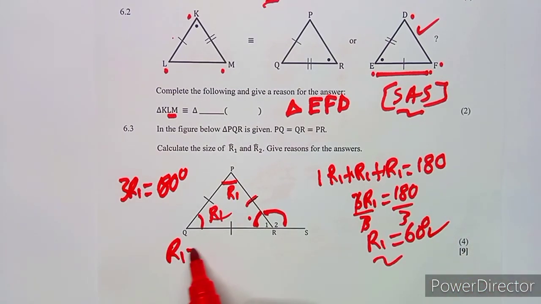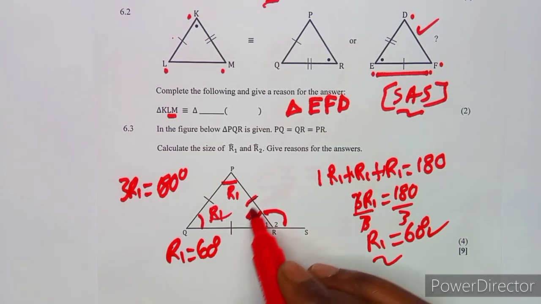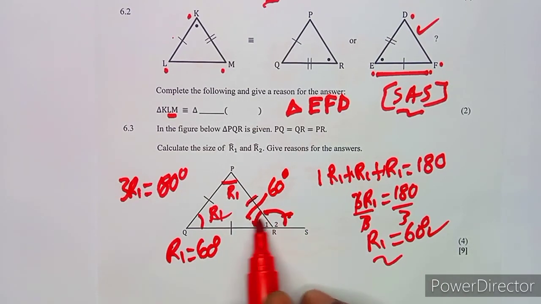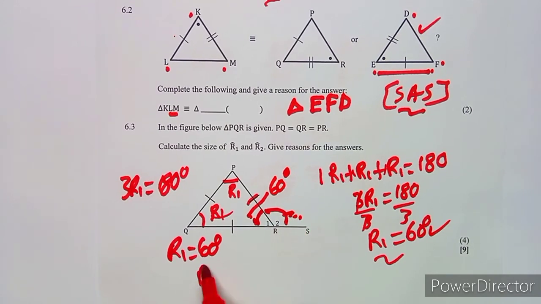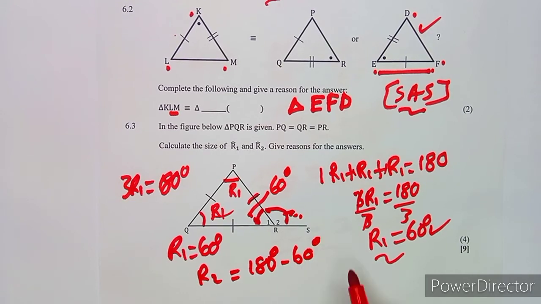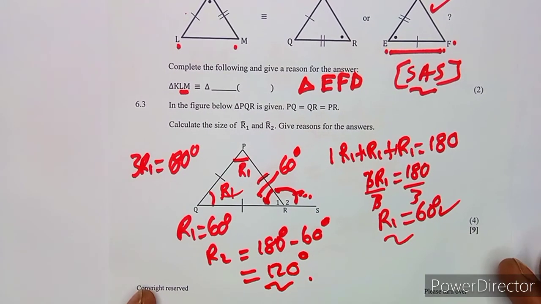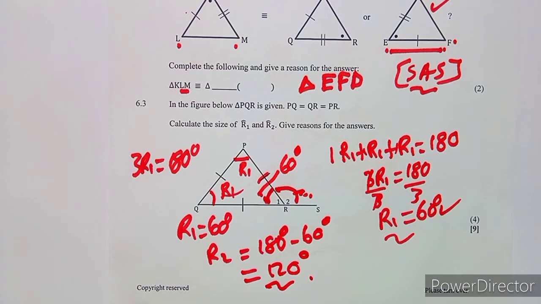So if R1 is equal to 60 degrees, which is this angle here, what about R2? R1 and R2 are on a straight line. So R2 is going to be 180 minus 60 degrees. Angles on a straight line add up to 180. So 180 minus 60 is going to give us 120 degrees. So this is going to be our R2, which is 120 degrees. So that's what we had on question 6.